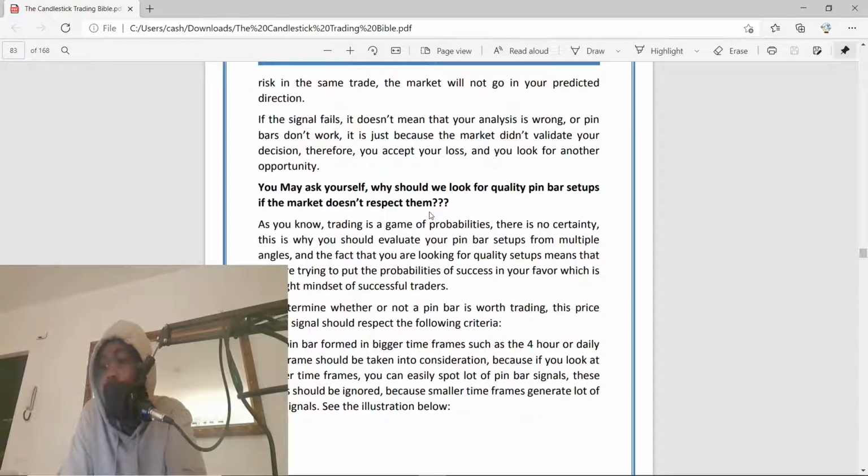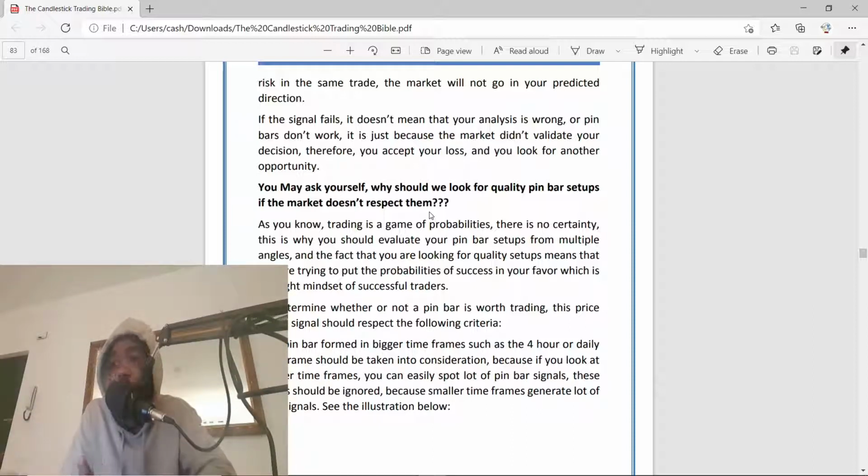So you may ask yourself, why should we look for quality pinball setups if the market doesn't respect them? As you know, trading is a game of probabilities and there's no certainty. This is why you should evaluate your pinball setups from multiple angles. And the fact that you're looking for quality setups means that you're trying to put the probabilities of success in your favor, which is the right mindset of successful traders. Meaning that us as traders, every time you get onto the charts, man, if you put in your maximum effort every single time, eventually you're going to find a winning formula and you'll be able to become profitable much faster.